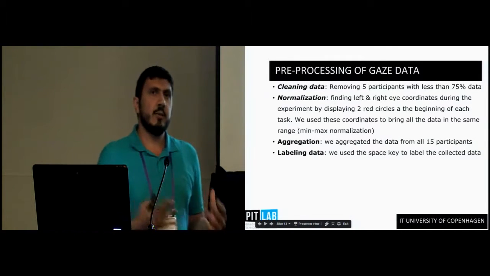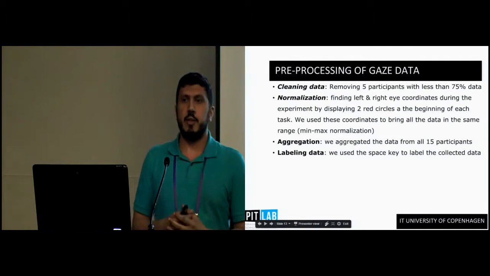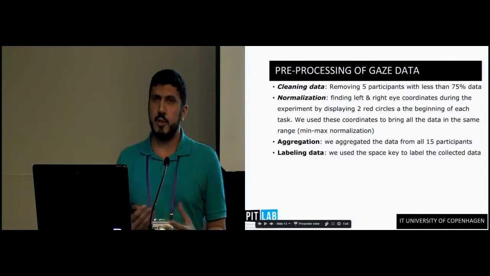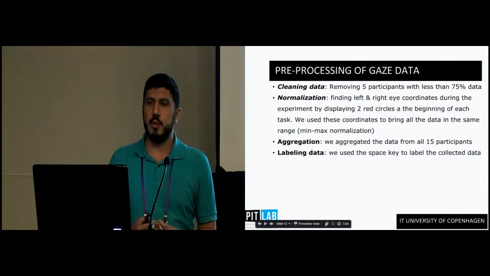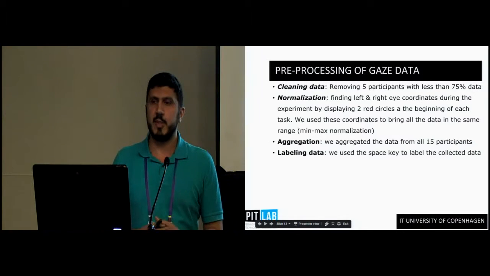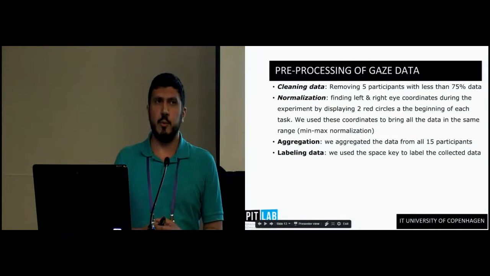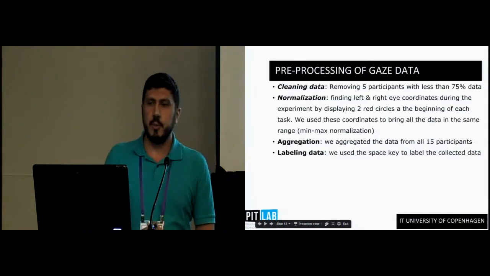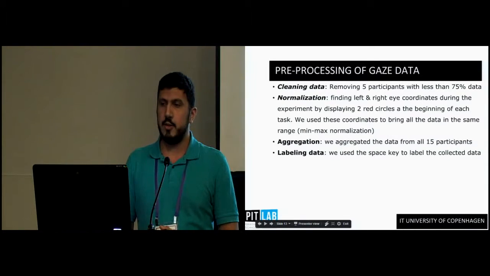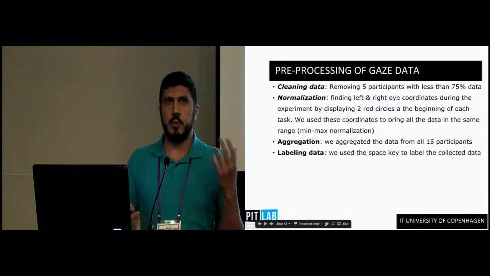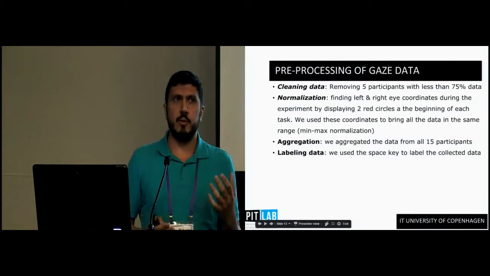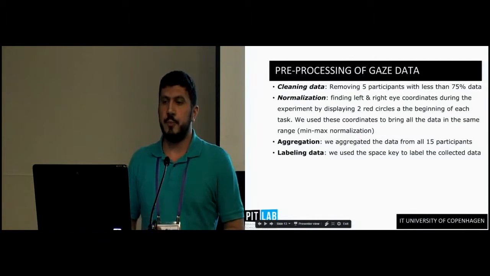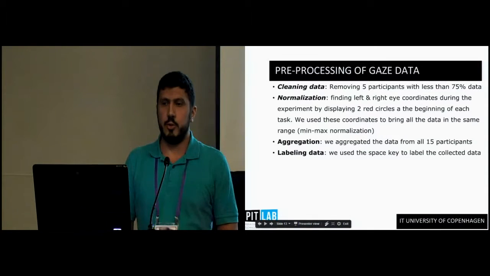So next comes the evaluation of the classifier itself. At first, the authors excluded 5 participants because they were missing more than 75% of the gaze points. So we ended up with 15 participants. Second, normalization took place using the min-max method. During the experiment, 2 points appeared at both sides of the screen, and the participants were asked to stare at them for 3 seconds each. These 2 points were used for normalization.